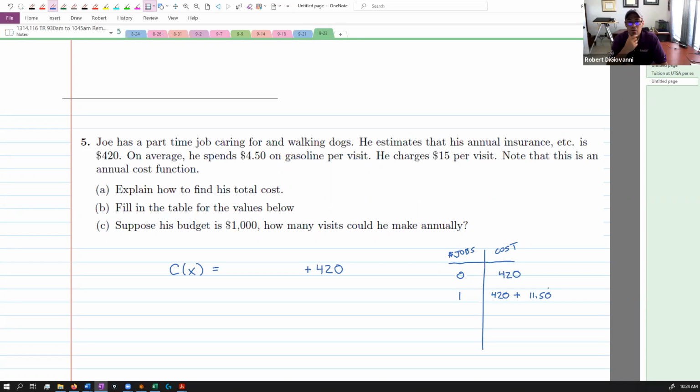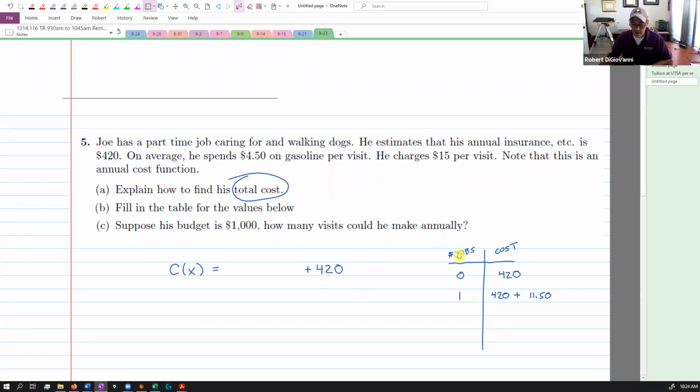That's right. So the reason why I'm showing this problem is because it's tricky, because everyone wants to use the $15 for something, right? Because they're trying to say, oh, well, he's making $15. He has to spend 450. This function that we're talking about is only the cost, only the cost. We're not taking into account at all the money coming in. That's a different function. We call that a revenue function. That's a different topic. So we are just interested in the cost.